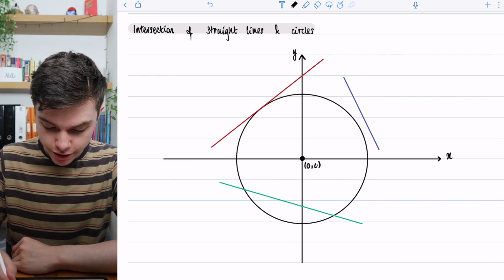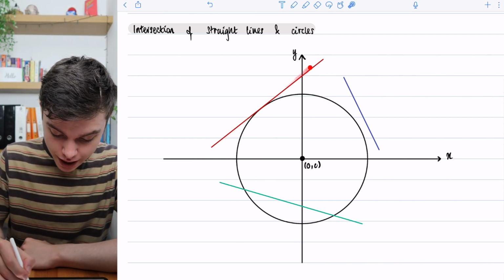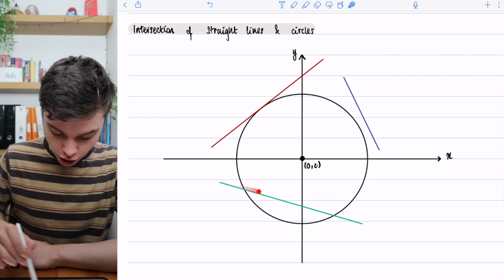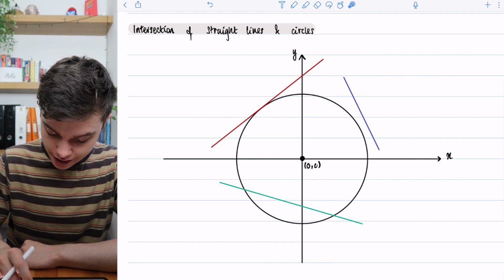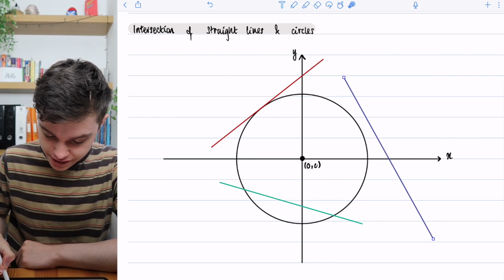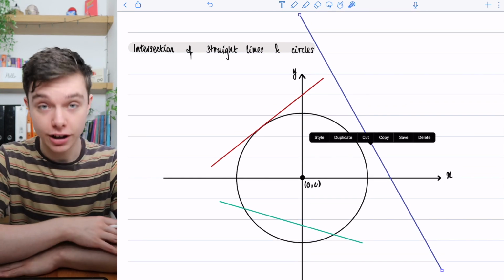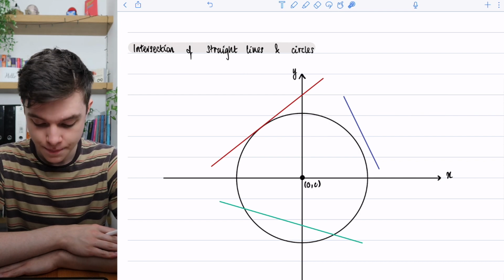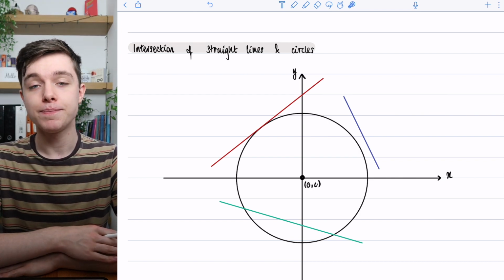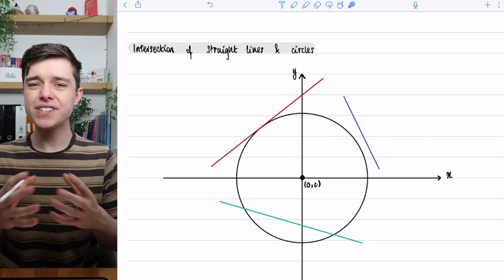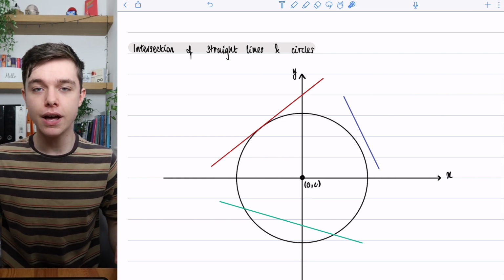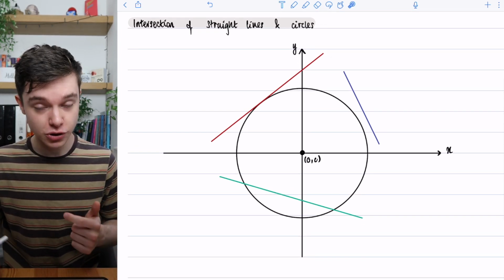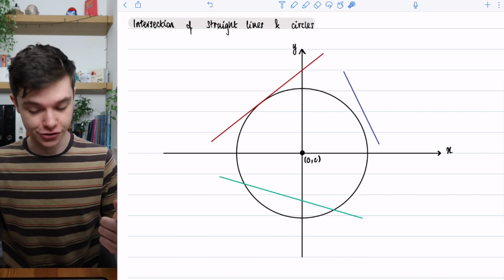We've got three straight lines: a red line, a blue line, and a green line. These lines actually continue forever and ever, and I'm just showing a little part of them. We've got three straight lines because there are three situations for an intersection between a straight line and a circle.